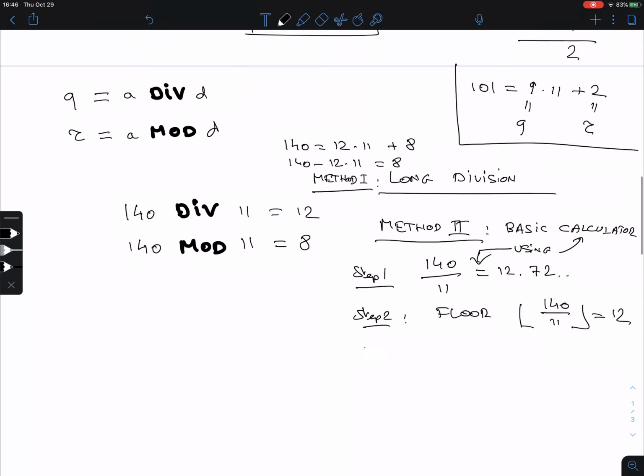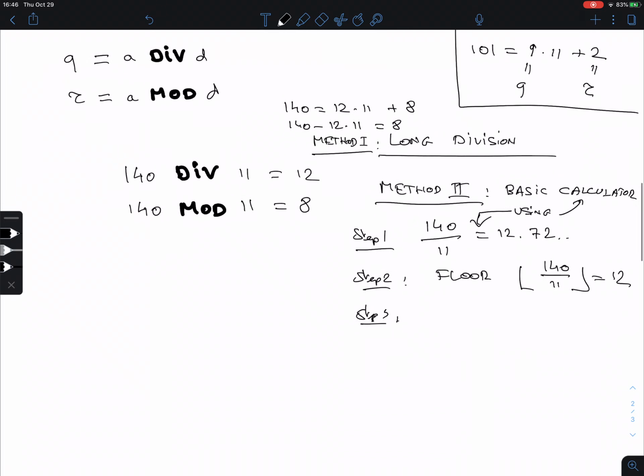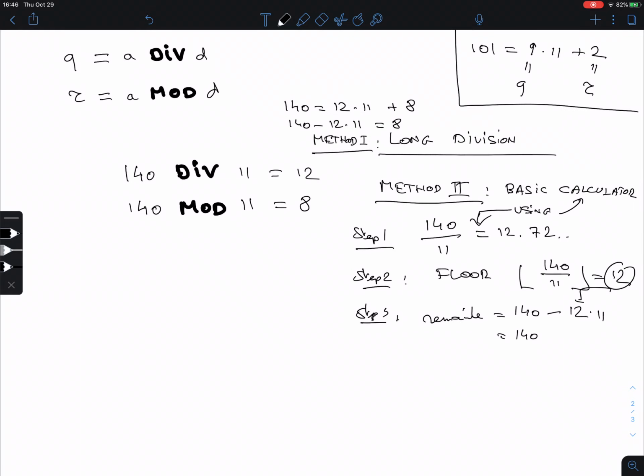So step 3 is the remainder. What you do is take the original number, 140, then subtract from it 12 times, which is what you just calculated here, times 11, that's the divisor. So that is 140 minus 132, which is 8. And that's where my 8 comes from.